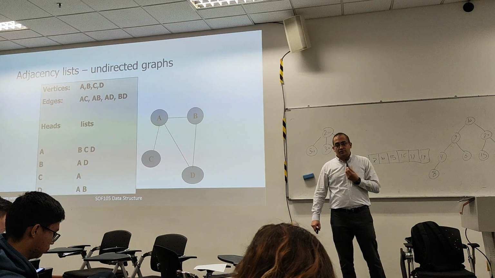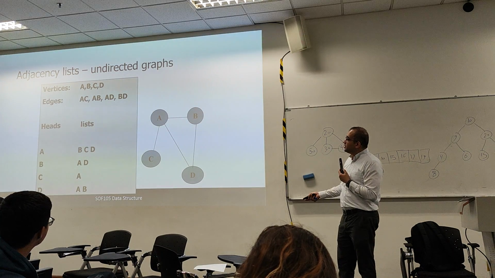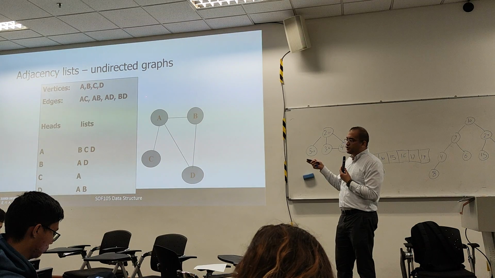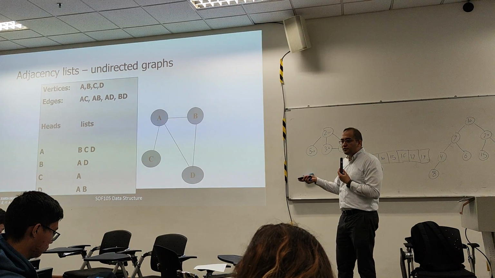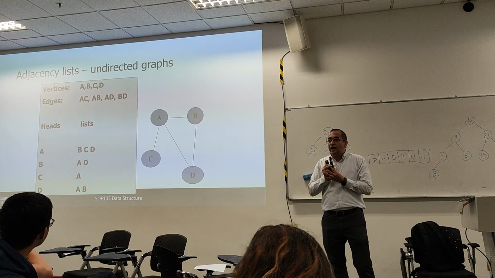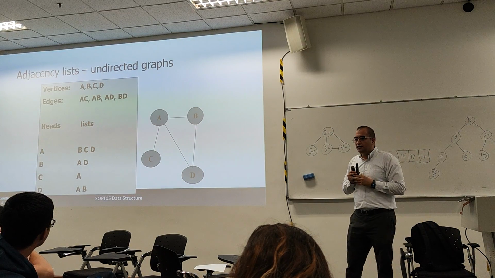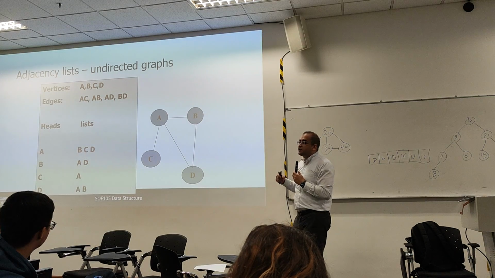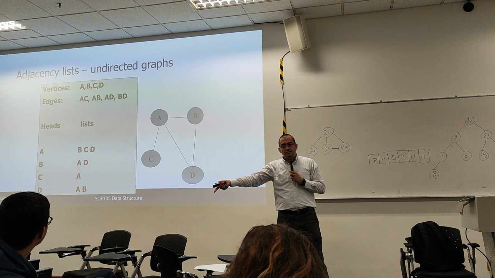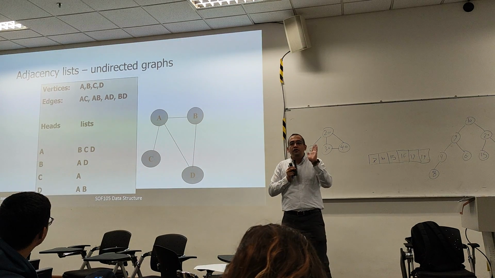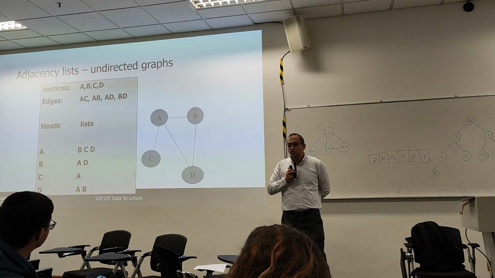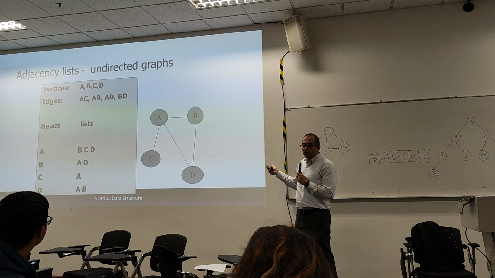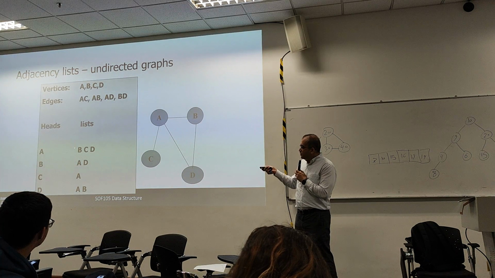Next we have the adjacent list. What is the adjacent list? I have the set of vertices and the set of edges. I have something called the head, which is my starting point, just like a linked list, right? And I have the list. Now looking at A. A is adjacent to which vertices? A is directly connected to which other vertices? A is directly connected to B, C, and D, right? So here, A is connected to B, C, and D.